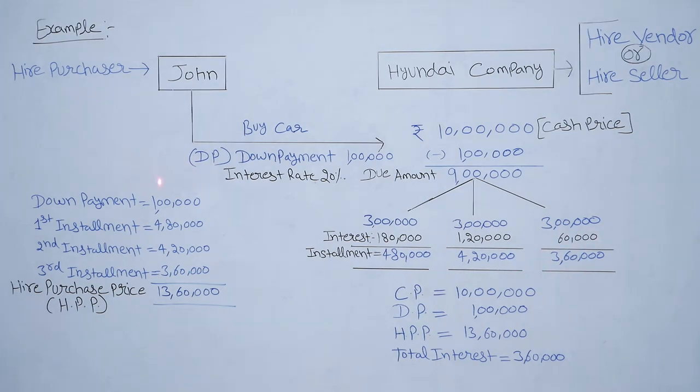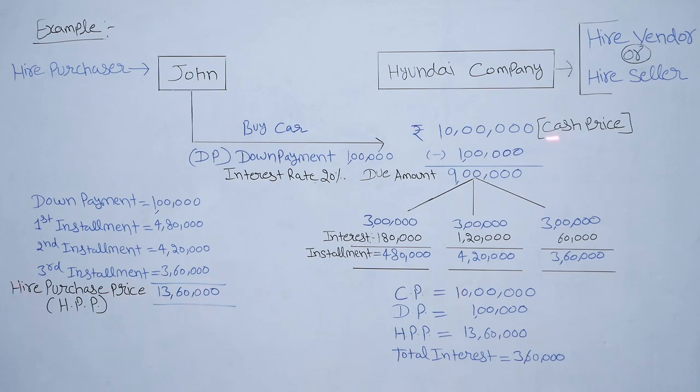How much have we paid to buy a car through the hire purchase system? Initially we paid 1 lakh rupees as down payment, and in the first installment we paid 4 lakh 80,000, in the second installment we paid 4 lakh 20,000, and in the third installment we paid 3 lakh 60,000. So the total price we have paid is 13 lakh 60,000. This price is known as the hire purchase price.